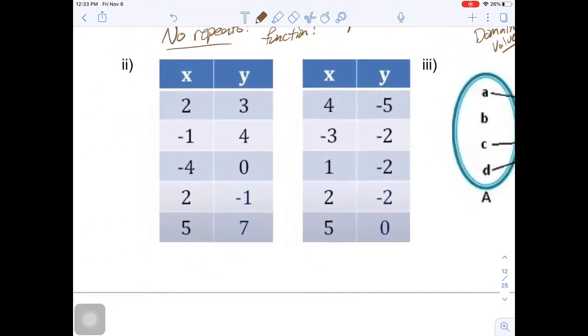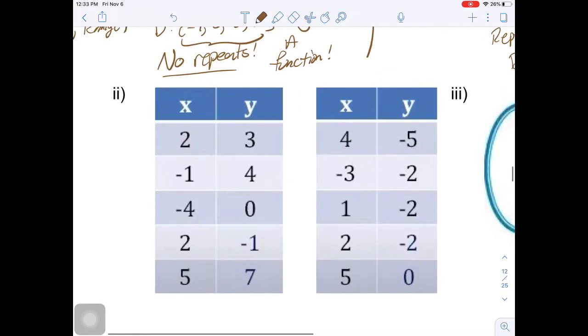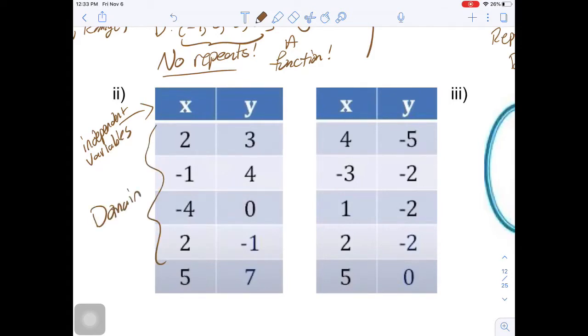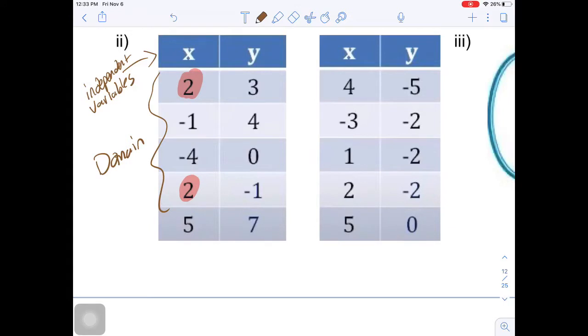Let's go down to our tables. Remember, our independent variables are always listed on the left, and that makes our left column our domain. Do we see any repeating values here? I definitely do. I see 2 and 2. So here, a domain value repeats. Since the domain value repeats, this is not a function.